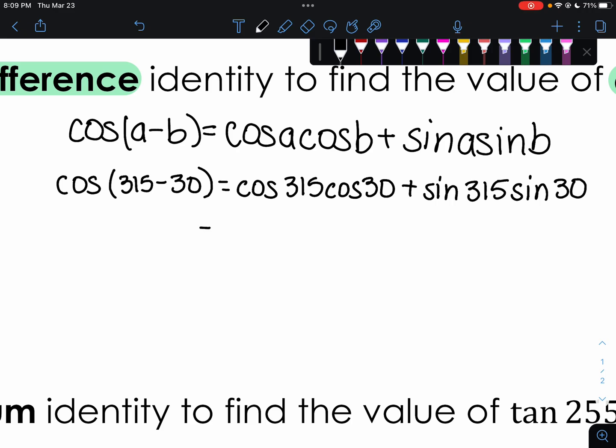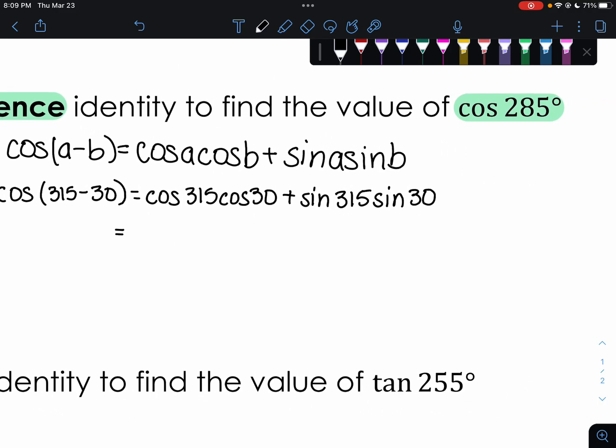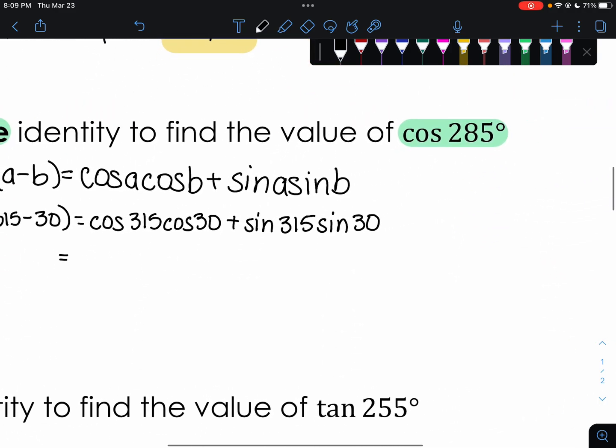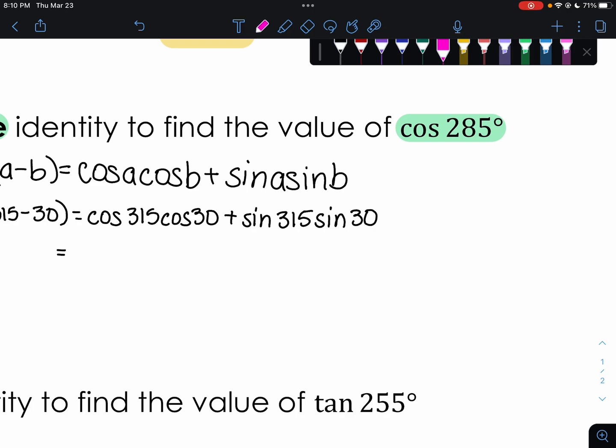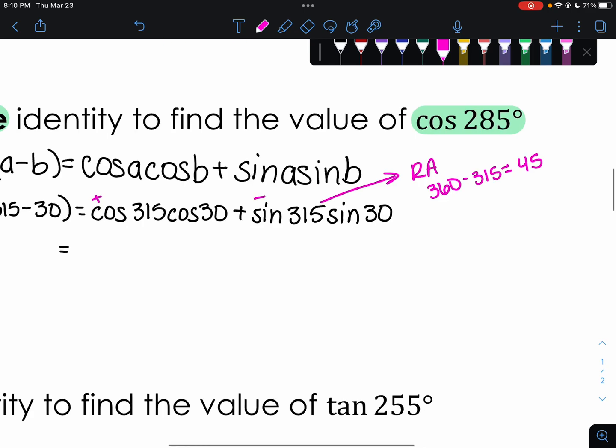So we move and we start simplifying. Okay, 315 is not one of our main angles, so we need to refer it back to the first quadrant. So 315 is currently in the fourth quadrant. In the fourth quadrant, to find the reference angle, we do 360 minus 315. When I subtract those two, I get 45 degrees. So my reference angle is 45 degrees. Also, in the fourth quadrant, cosine is going to be positive, where sine is going to be negative. So just to help us out there.